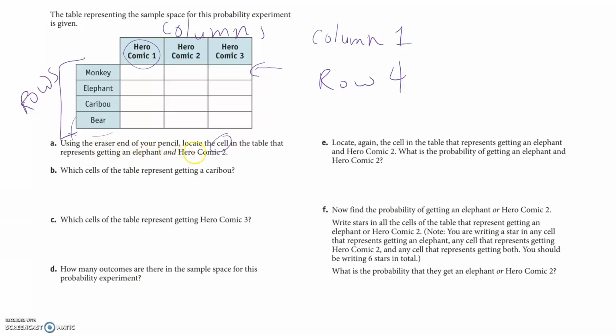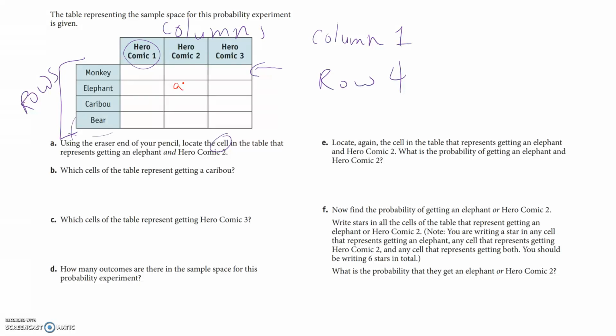A, using the eraser end of your pencil, locate the cell in the table that represents getting an elephant and a Hero Comic 2. So elephant is row 2, Hero Comic is column 2. So this should have been what you got for A.